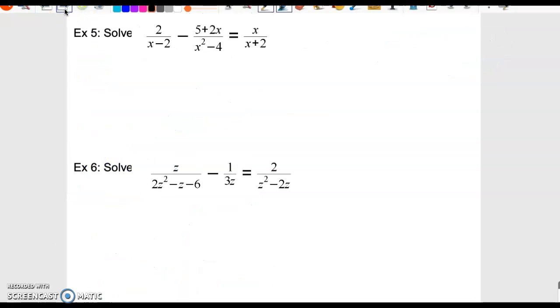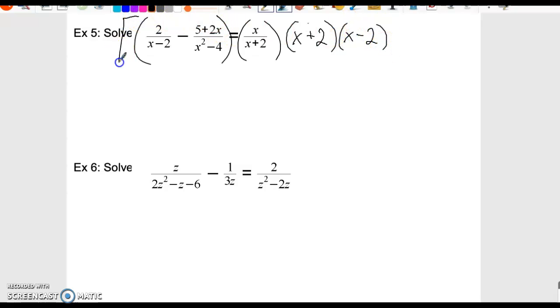So we have more problems along the same lines of getting the same denominator. As I'm looking at this, this denominator right here is definitely x plus 2, x minus 2. So I would multiply both sides of the equation by x plus 2, x minus 2. How about this? I'll just put it here, because I don't feel like rewriting it twice.